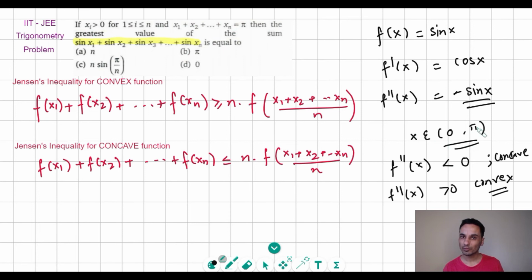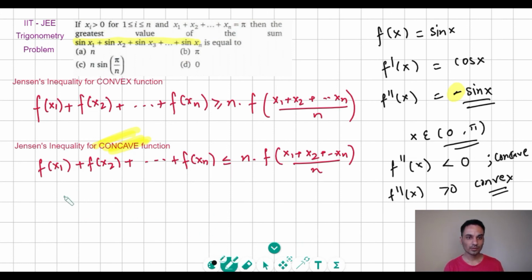And if it is positive, then we have a convex function. For any of the values of x between 0 to pi, sine of x is positive, but we already have this negative sign here. That means the second derivative is negative, and if the second derivative is negative, the function is concave, and for a concave function we'll be using the second Jensen inequality.